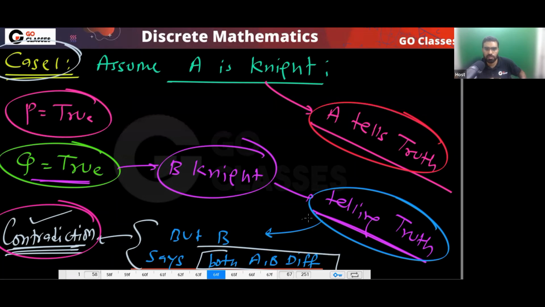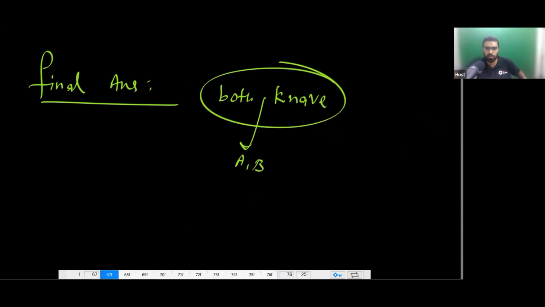If B is telling the truth, then there is a contradiction, because B is saying that we are different. But that is the contradiction. Okay, so easily you can do.